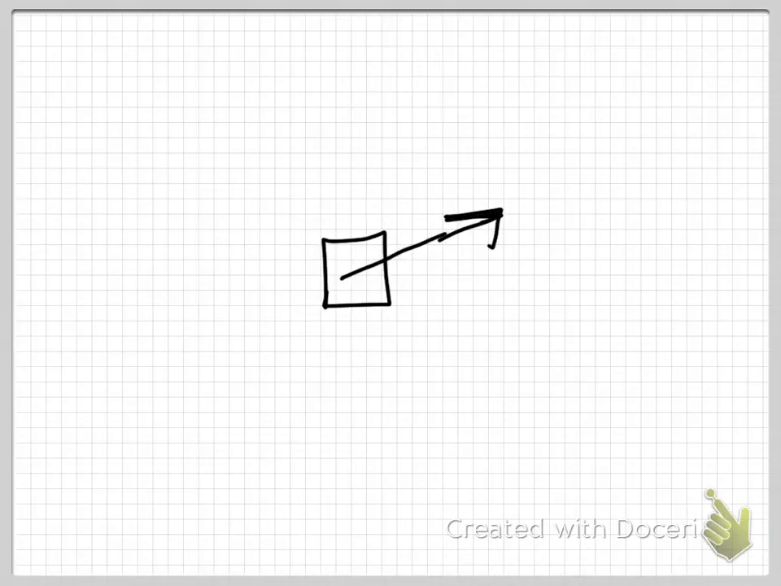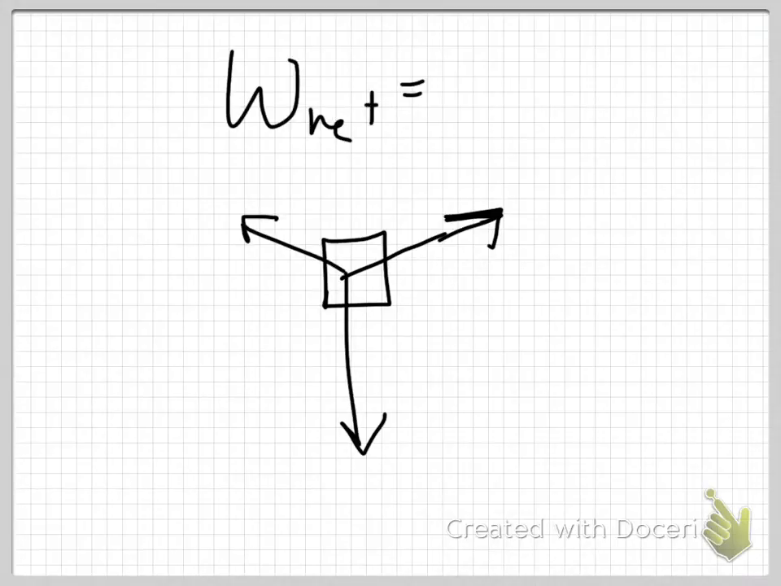Okay, so the question being, if you've got an object that has multiple forces acting on it, and you want to find net work, how do you know what theta to use? Because, of course, net work is net force cosine theta d.